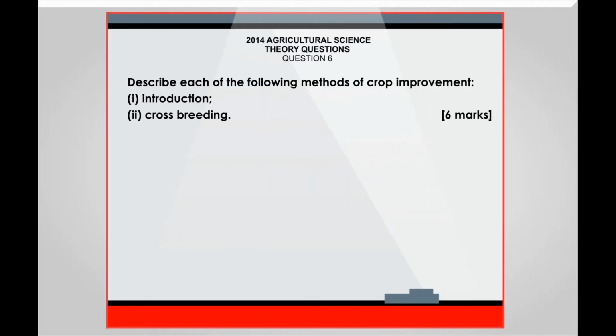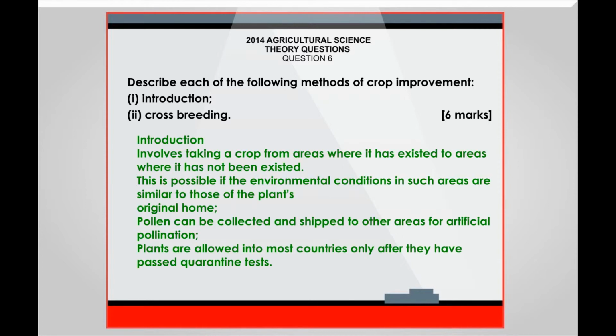Question 6. Describe each of the following methods of crop improvement. 1. Introduction. 2. Crossbreeding. Introduction involves taking a crop from areas where it has existed to areas where it has not existed.